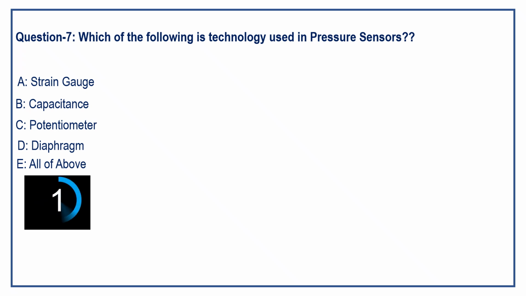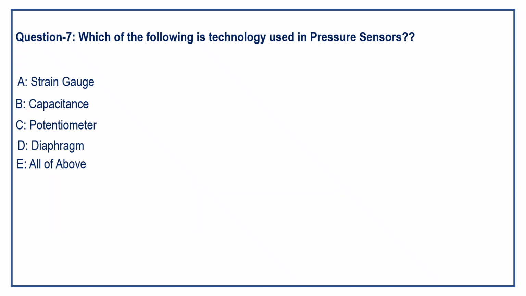And the right answer of this question is option E, all of above. Yes, strain gauge, capacitance, potentiometer and diaphragm, these all can be used in pressure sensors for pressure measurement. So the right answer of this question is option E.